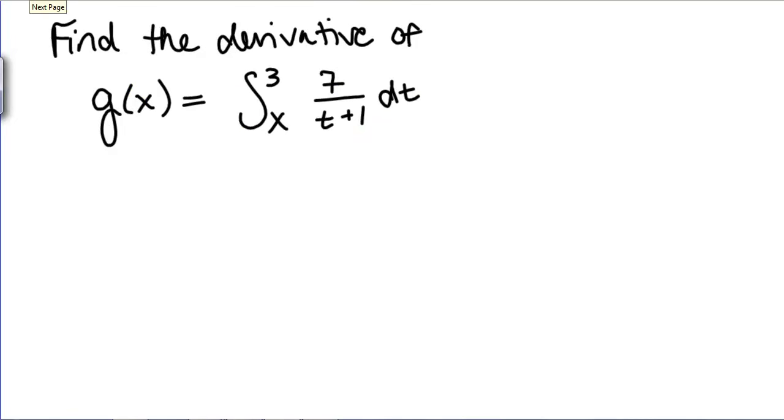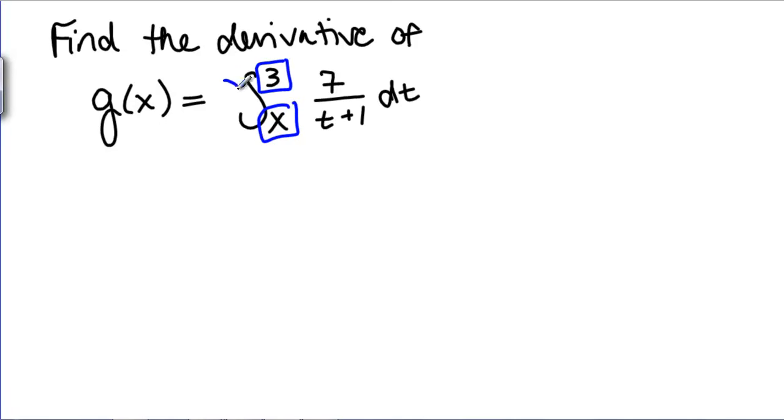Let's try this again. Here it says to find the derivative of g of x equals the integral from x to 3 of 7 over t plus 1 dt. Here, we almost have an accumulation function. We can almost use the first fundamental theorem of calculus. The problem is that the x is on the bottom and the 3 is on the top.